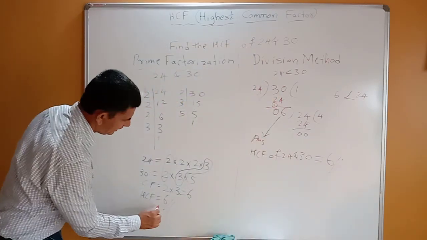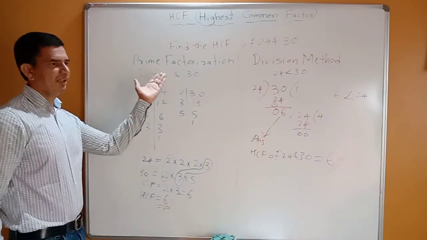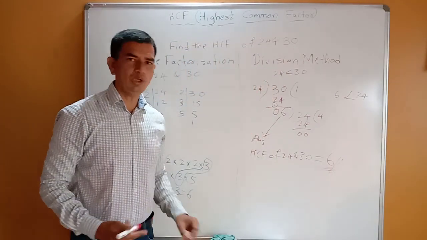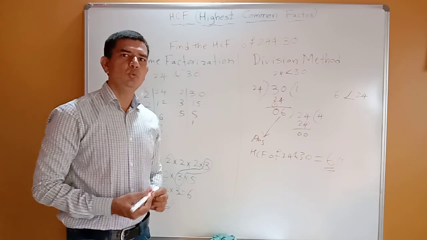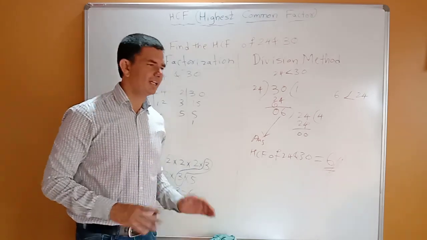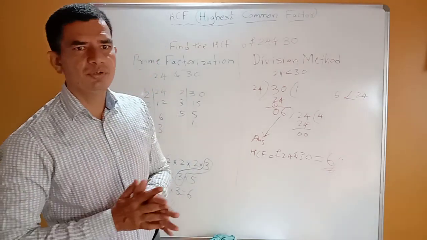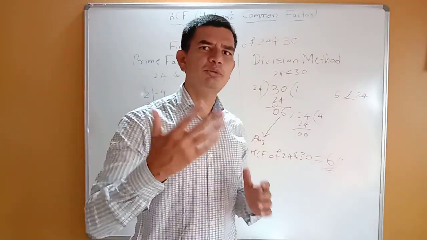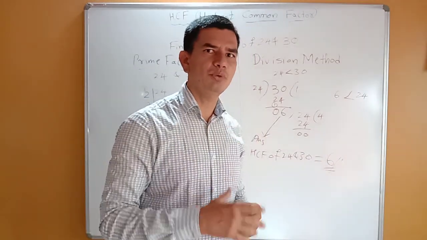Here we got 6 in the prime factorization method. In the division method you can see it is also 6. Only one thing: you have to choose which method is easy and relevant for you, and you have to practice both methods so that it will be very convenient and easy for you.